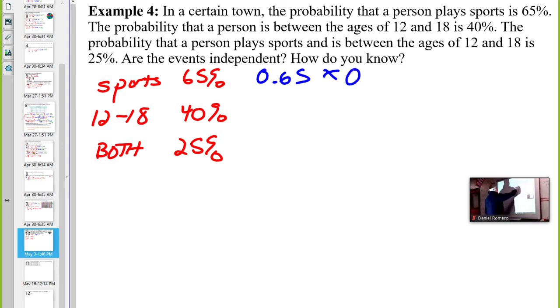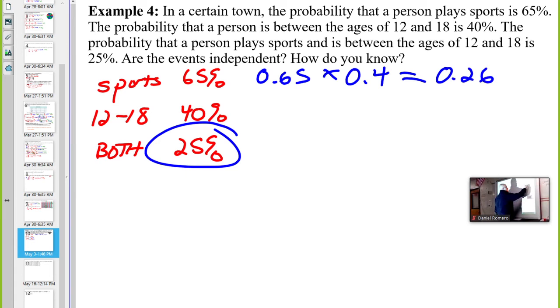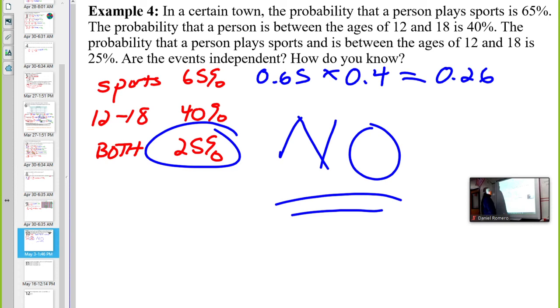Just 0.4. So if that gives me this, then they're independent. If not, then they're not. 0.65 times 0.4. I'm getting 0.26. Are they independent? Yes or no? Yeah, they are not. Not independent. They're dependent events.